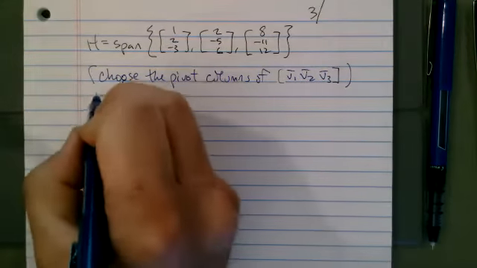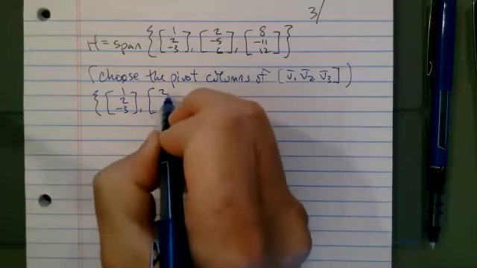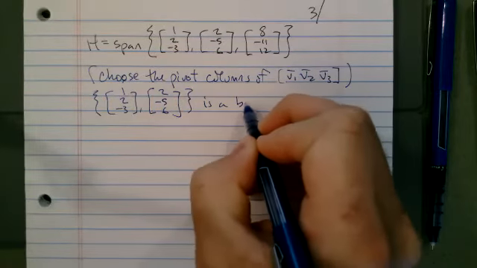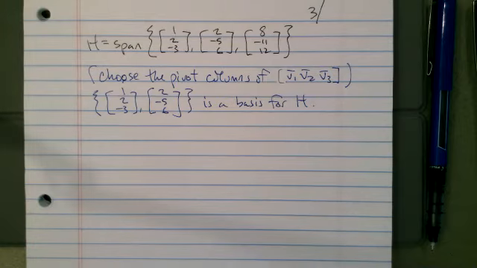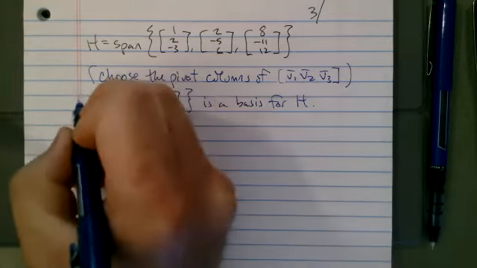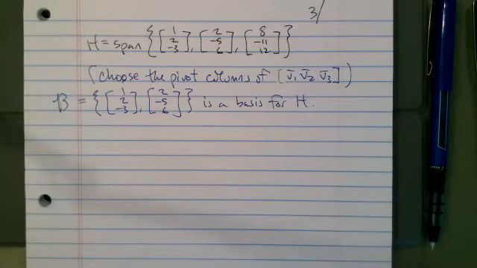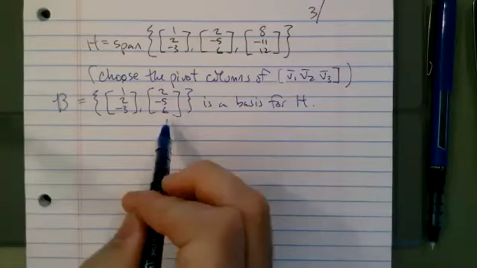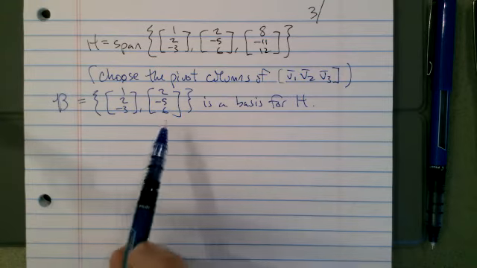So the set 1, 2, -3 and 2, -5, 6 is a basis for H. We often like to give a basis a name, and we use script letters. So B is these two vectors, 1, 2, -3 and 2, -5, 6, or V1 and V2. That's a basis for H. Everything in H is a unique linear combination of these two vectors.